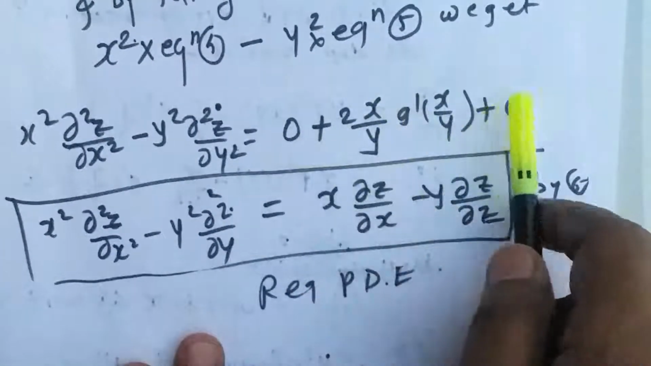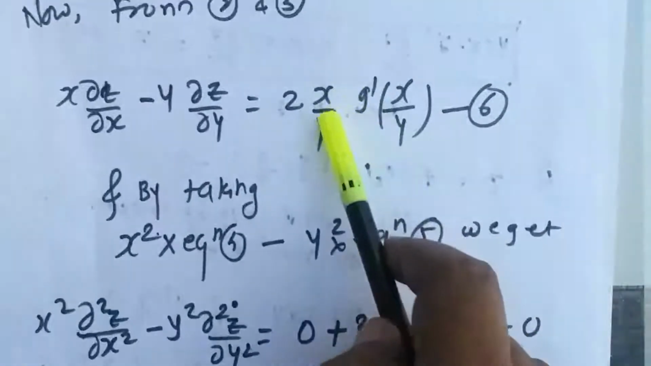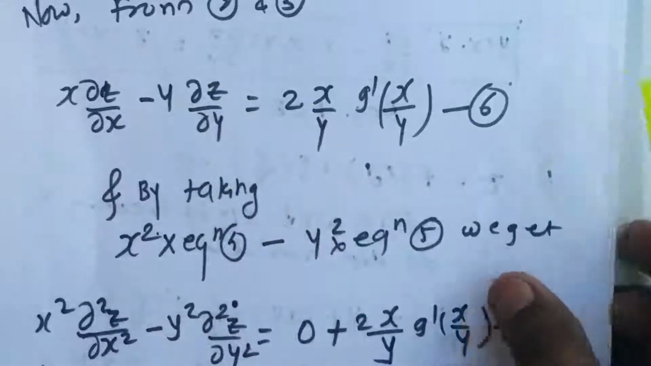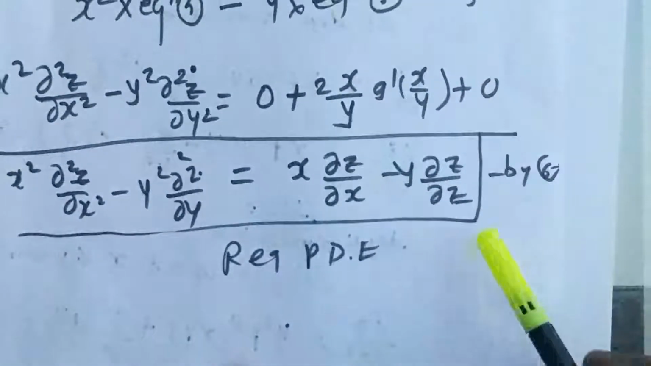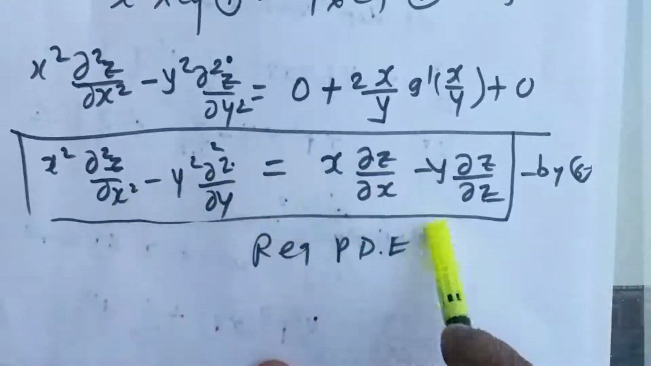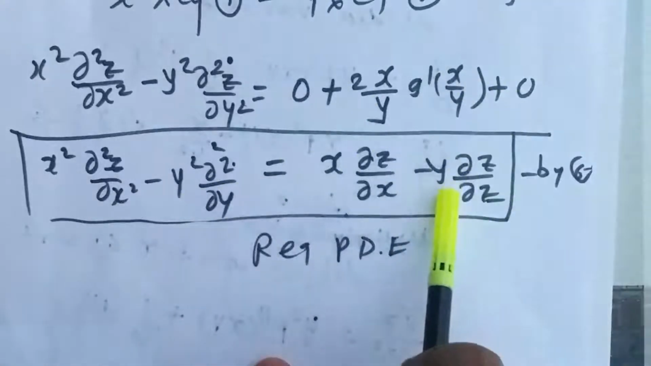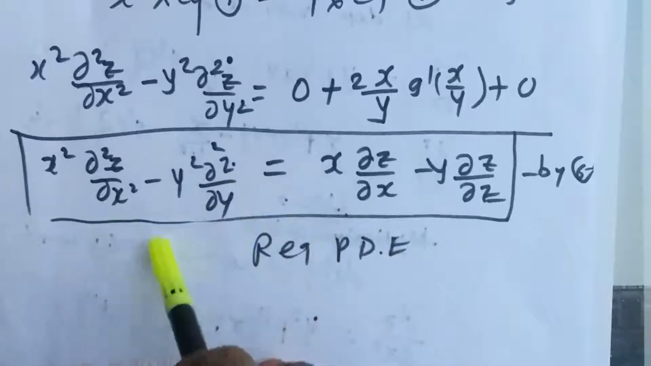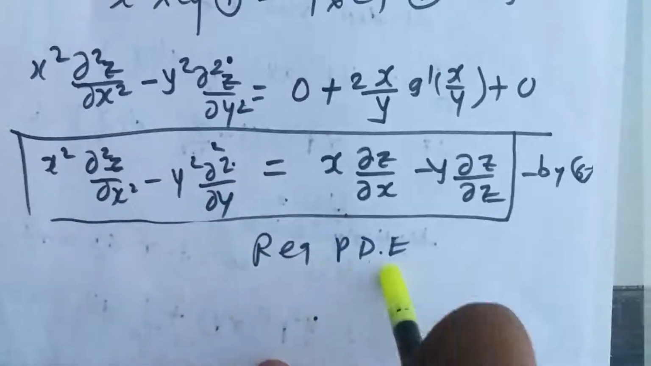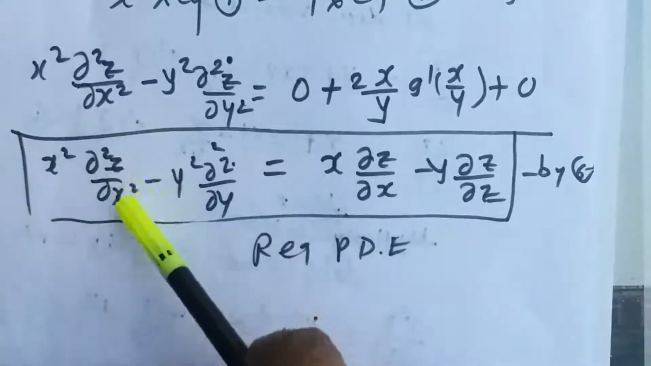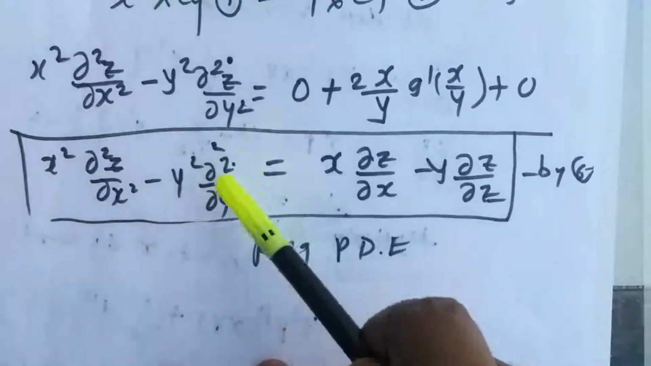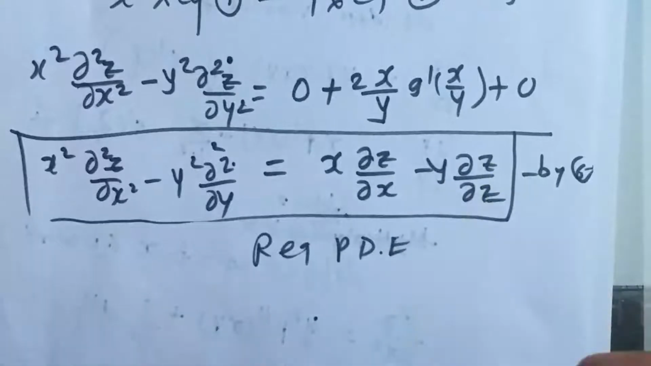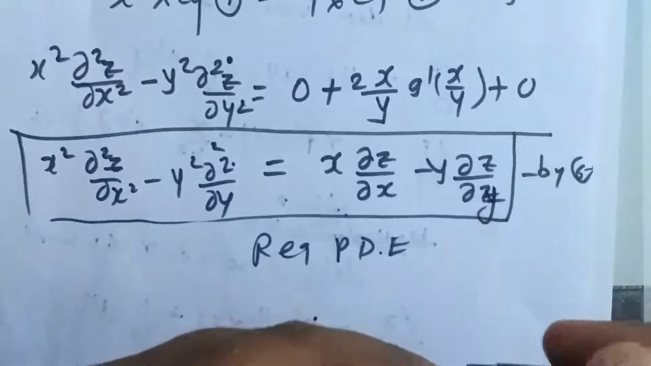Therefore, we obtain 2 times x by y into g dash of x by y. These two terms have vanished. Now this term we have obtained already here, which is equal to x del z by del x minus y del z by del y. So that value I have replaced by using equation 6. And I got the equation which is free of f and g. And that is what our target is. We need to eliminate f and g, the arbitrary functions. So we got this second order partial differential equation. This is the required partial differential equation: x square del 2 z by del x square minus y square del 2 z by del y square equal to x into del z by del x minus y into del z by del y. Okay. So this is how you can do.